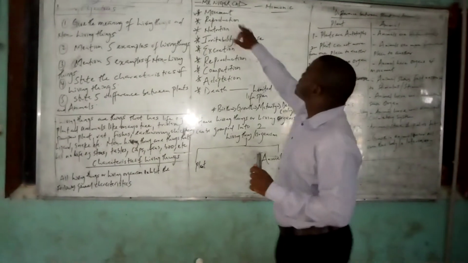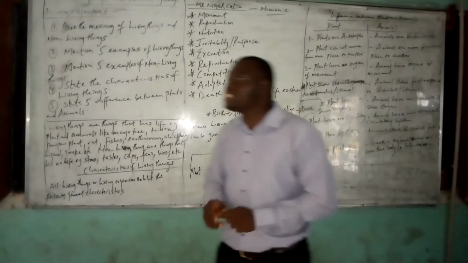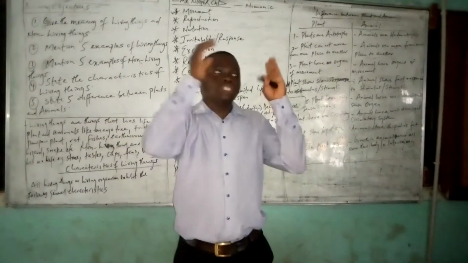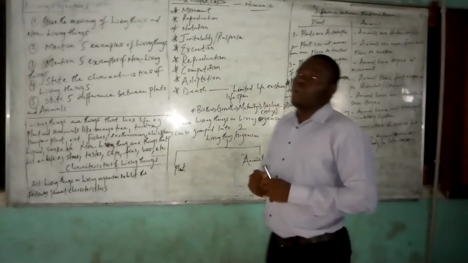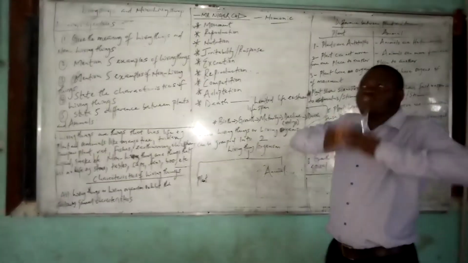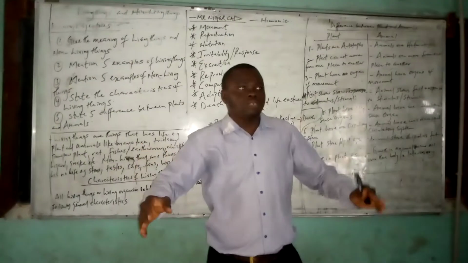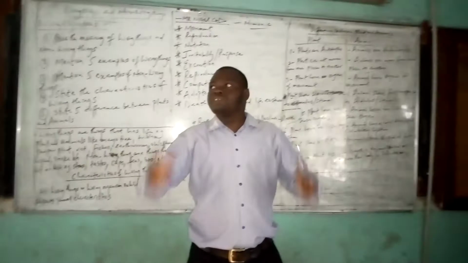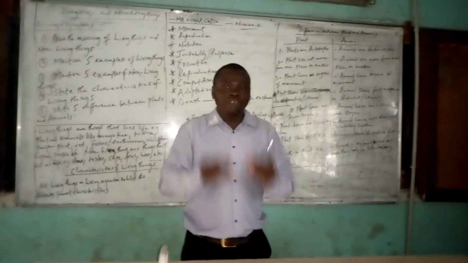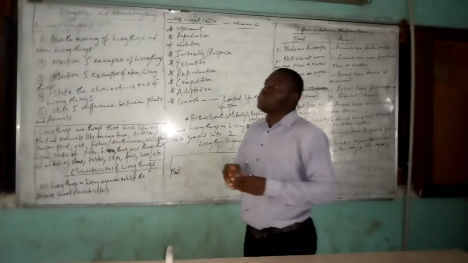Now, reproduction. What is reproduction? Reproduction is the ability of living organisms to give rise to new offspring of the same species. That is, all living organisms. Before you can say it is a living organism, it must be able to give rise to individuals of the same kind.